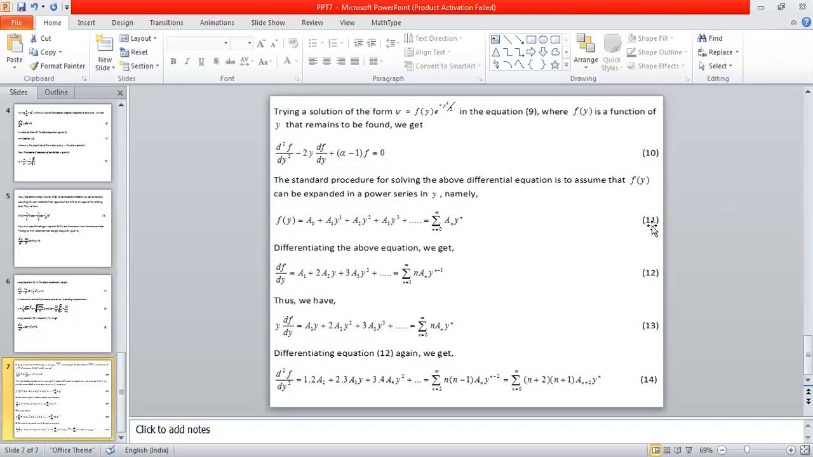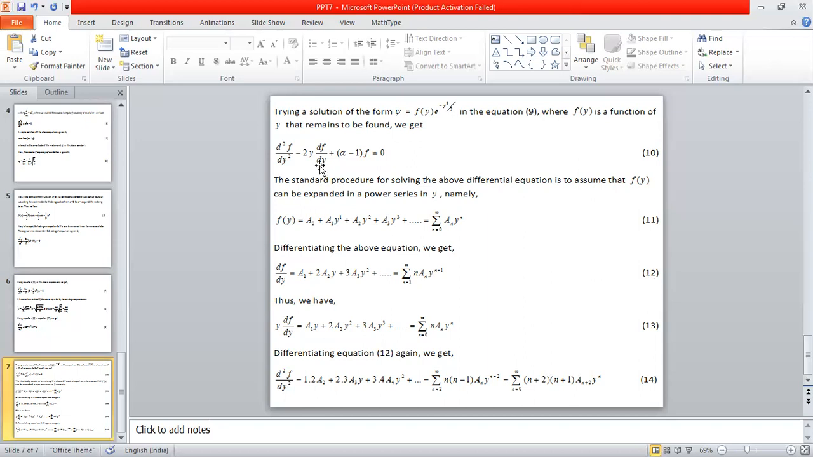Now we need to differentiate equation 11. Once we differentiate, df by dy: differentiation of a0 is 0. Differentiation of a1 y, a1 is constant, so we keep a1 into 1. Differentiation of a2 y square becomes 2a2 y. Differentiation of a3 y cube becomes 3a3 y square, and so on. This whole expression in terms of summation index can be written as summation n running from 1 to infinity n an y to the power of n minus 1, that is equation 12.